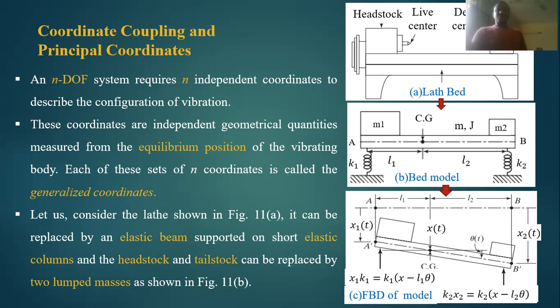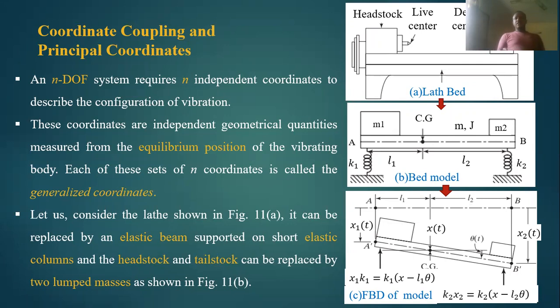In here, any degree of freedom system has independent coordinates to describe the configuration. That is obvious from the definition of degree of freedom. The coordinates are independent geometric quantities measured from the equilibrium position. This center line from A to B indicates the equilibrium position of the whole system, from where we can take measurements. Each set of n coordinates is called generalized coordinates.